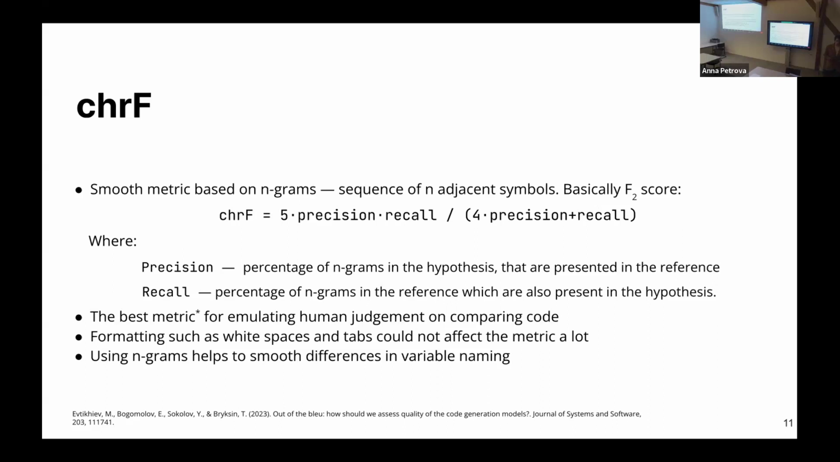So what are the advantages of this metric? First of all, this metric is very robust to formatting. It excludes any white space, tabs, and new lines. Moreover, the use of n-grams helps to smooth some differences in variable naming, and that is the best. It also handles some syntax sugar like isEmpty or isNotEmpty.